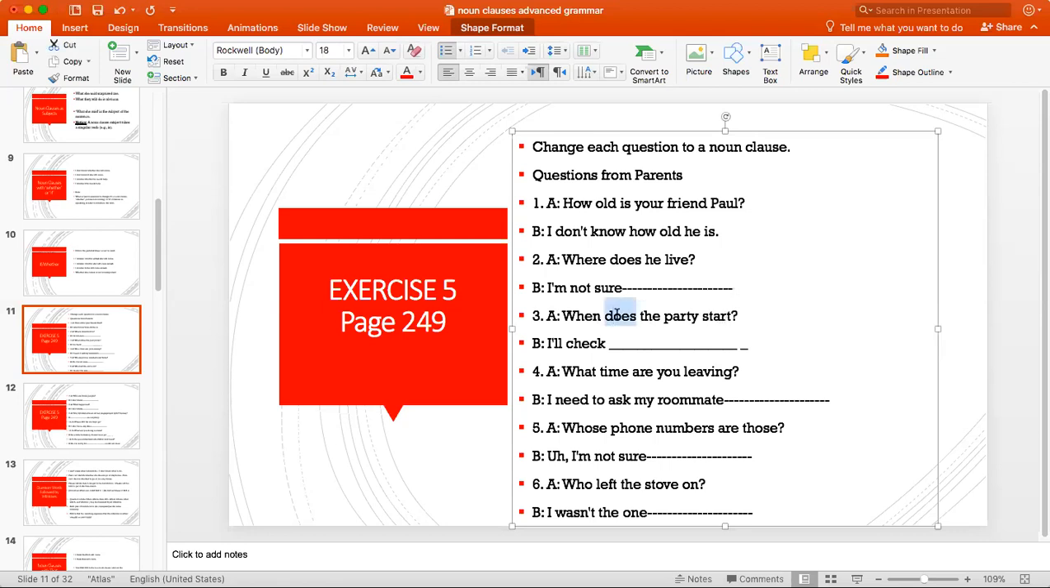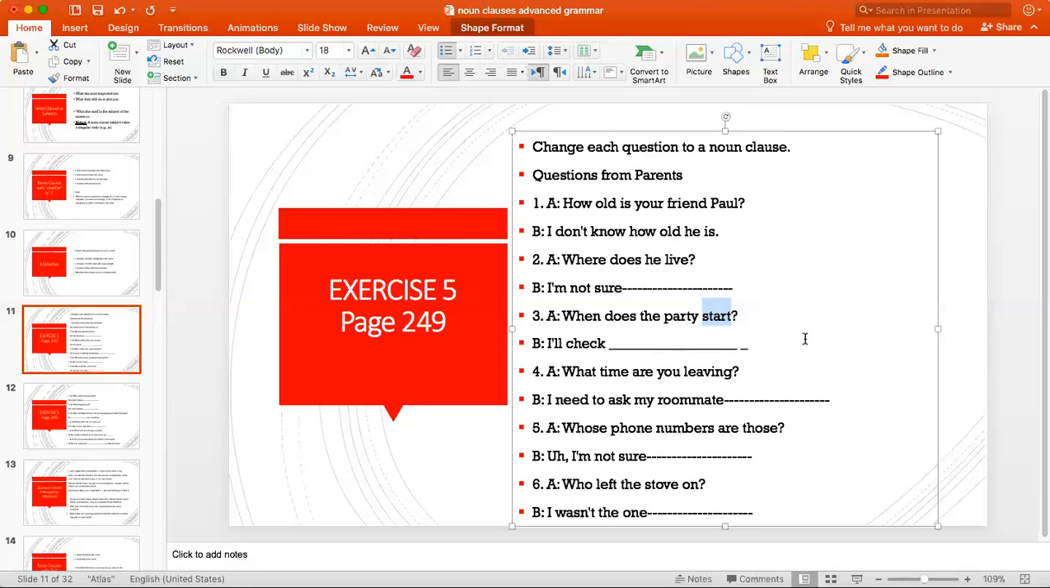If we have "does," we add s to the verb. If we have "did," we turn this verb into past simple. If we have "do," we do nothing to this verb. So if the sentence is originally, when did the party start, it will be I'll check when the party started. If the sentence is when do parties start, it should be I'll check when parties start. But because here we have "does," it should be starts.